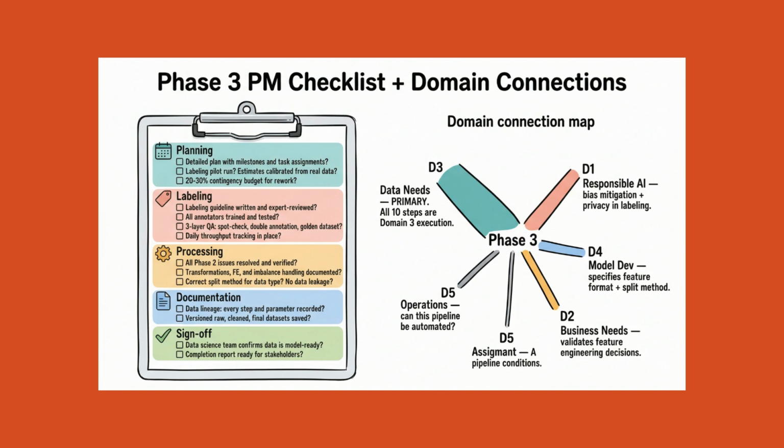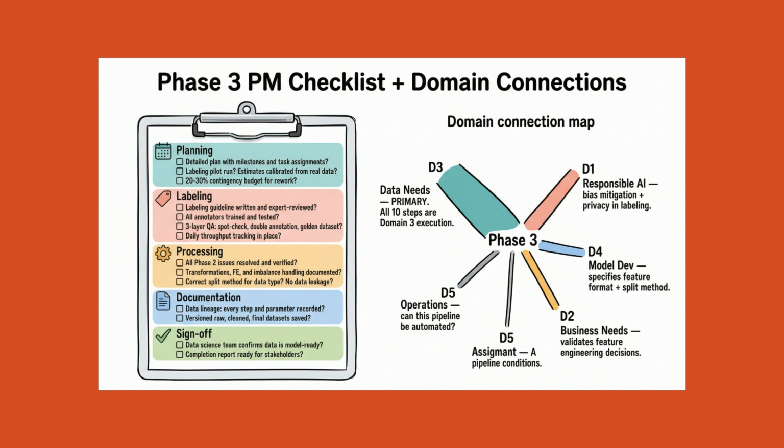How does Phase 3 connect to the 5 CPMAI domains? Domain 3, data needs at 26%, is the primary domain. All 10 steps of Phase 3 are Domain 3 execution. Domain 1, Responsible AI, governs bias mitigation during processing and privacy protection during labeling. Sensitive data must be anonymized before being shared with external annotators. Domain 4, Model Development, provides requirements that drive feature engineering and transformation choices. The data science team's algorithm preference determines which normalization method, encoding method, and split strategy is appropriate.